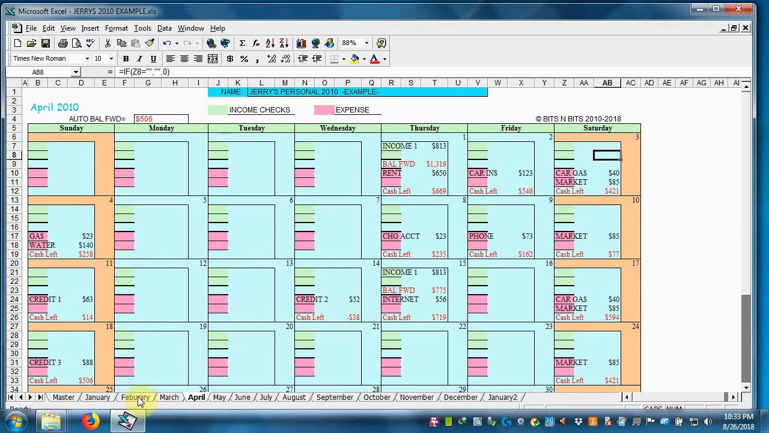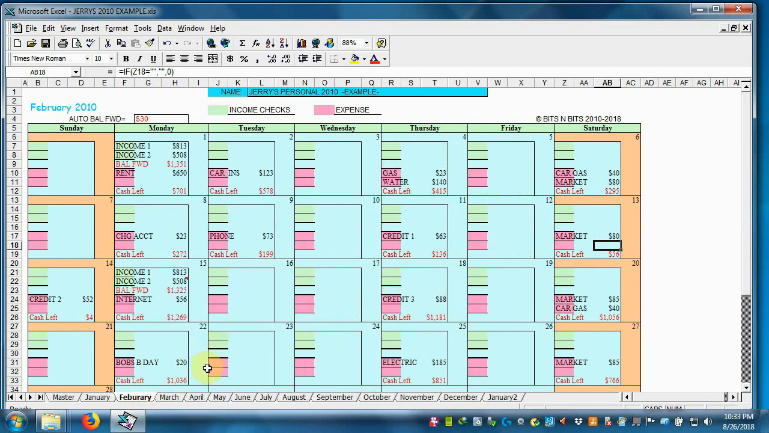So let's go back to February and see what we can do. We have Bob's birthday, which is a variable, because we really don't have to buy him a present. The electric is a large item. That can be actually a little variable, but you won't see what your change is going to be if you decrease your electric usage. You won't know that until you get your bill. So you've got Bob's birthday, which is a variable. You have the market expenditure, which is a variable.